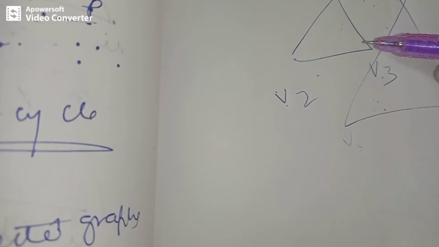Next, talking about the walk, the length of the walk: we call the number of edges in a walk the length of the walk. Next, moving on to certain concepts or theorems related to connected graphs.